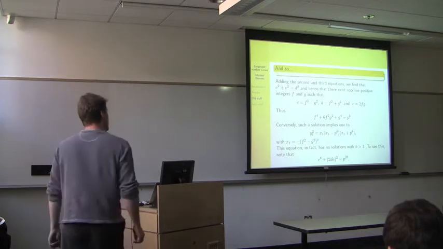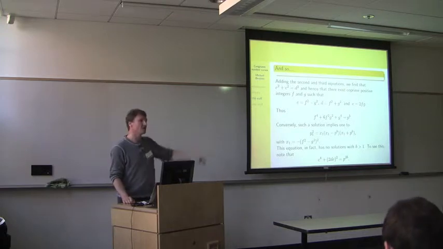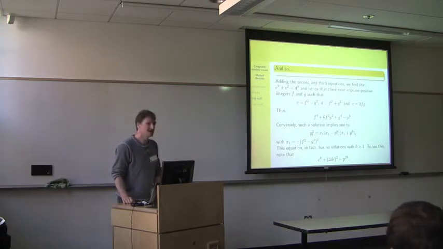Okay? And with a little bit of manipulation, we end up with the slightly simpler equation down the bottom, which is that a fourth power plus a square is, well, it's more than just a prime power. It's an even prime power.